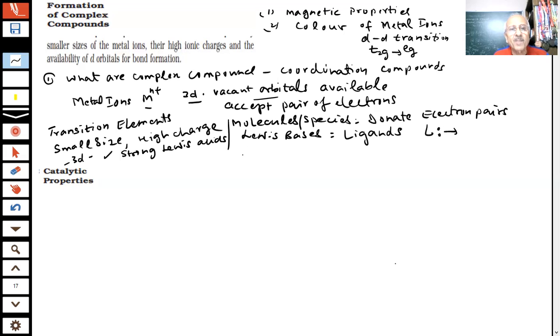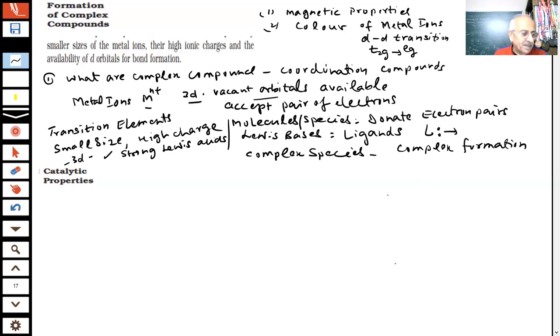They can then result in the formation of certain compounds which have characteristic properties, and such compounds are called complex species, or what we call complex formation. Complex formation is an important property, students.